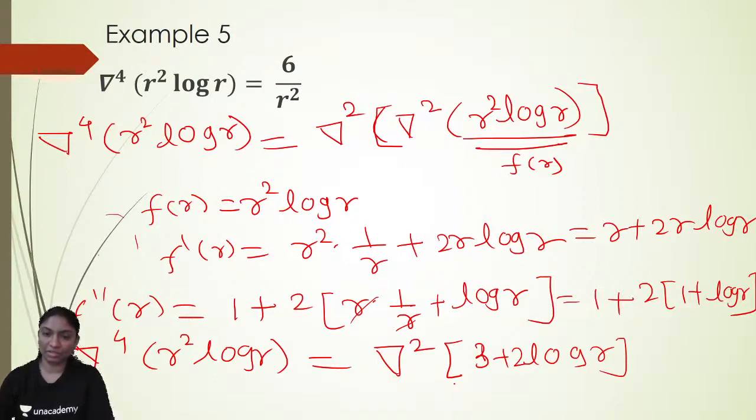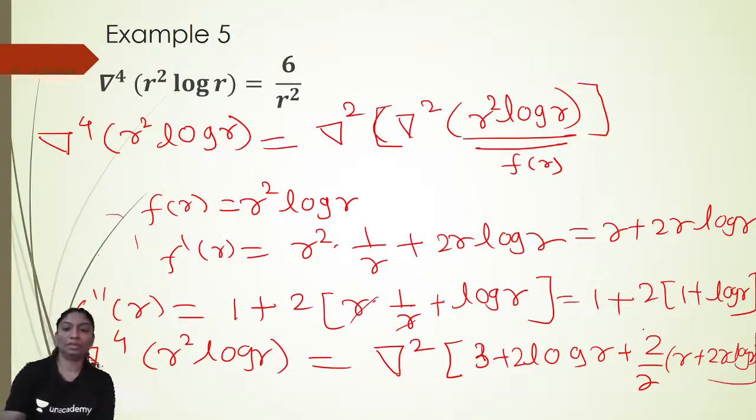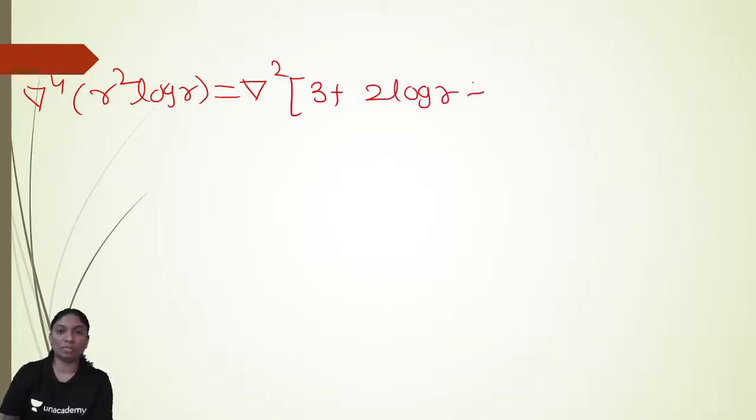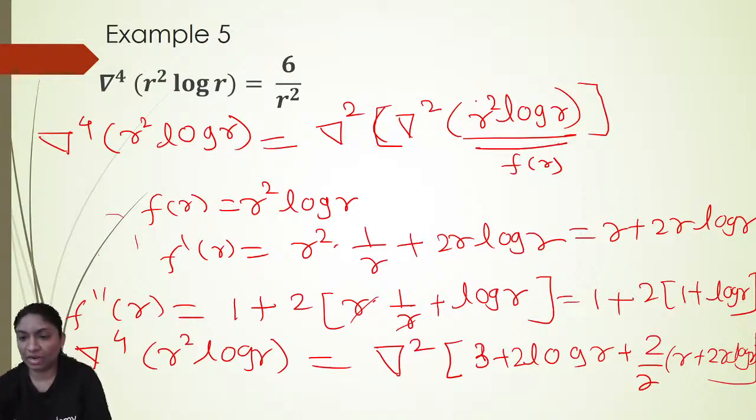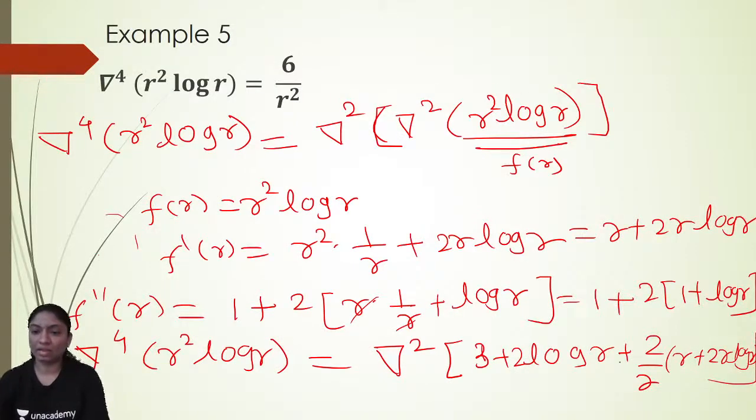So this is your f double dash, this is your f of r for this del square of r, right, del square of r के लिए f double dash of r plus 2 by r into f dash of r, तो f dash of r क्या है हमारा r plus 2r log r, right, so del raised to 4 into r square log r is equal to del square of 3 plus 2 log r plus 2 by r into r, तो बन गया 2, तो r कैंसिल आउट हो जाएगा, यहाँ पे 2 प्लस, राइट, ये r कैंसिल आउट हो गया, सो 2 प्लस, यहाँ पे बन गया 4 log r.